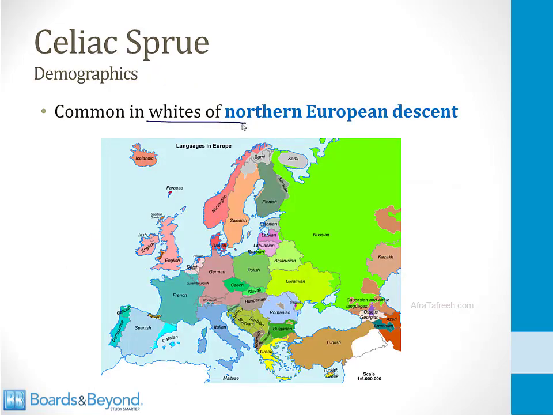Celiac sprue is common in whites of Northern European descent, and if you're not good at geography and you've forgotten which countries are part of Northern Europe, I'll point them out to you on this map.